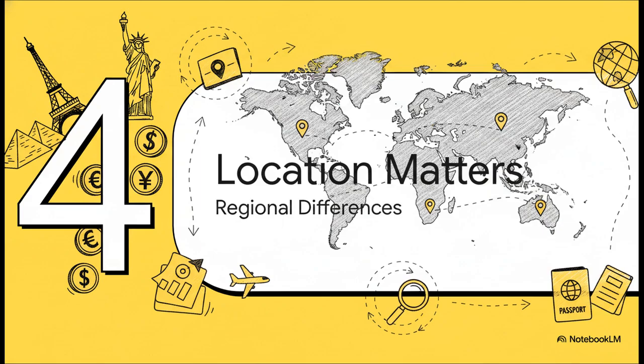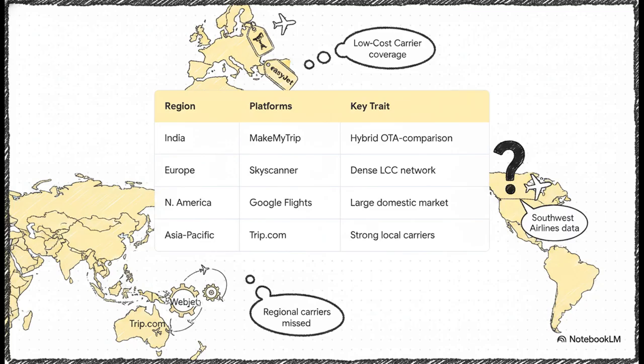All right, Section 4. Your location changes everything. Regional differences. The absolute best comparison engine for you depends entirely on where you're sitting right now. Europe demands really strong, low-cost carrier coverage because of airlines like Ryanair. North America, well, it has massive blind spots. For instance, Southwest Airlines historically refused to share its data. Out in the Asia-Pacific region, local engines will surface regional carriers that global engines completely miss. You absolutely have to match your tool to your territory.